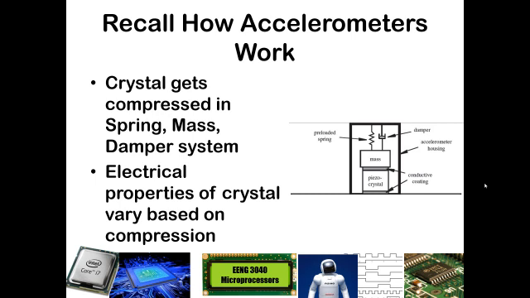They are coupled with a spring mass damper system that allows the mass to move up and down in response to the orientation and the movement of the accelerometer itself. As that mass moves in orientation, the piezo crystal can become compressed, and under different compression will output different voltages. This allows us to determine how an accelerometer is oriented and how it is moving through the environment.